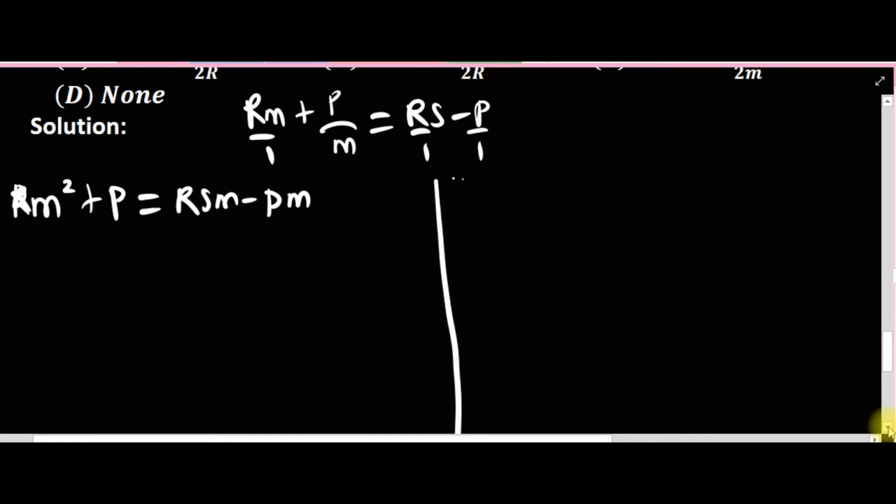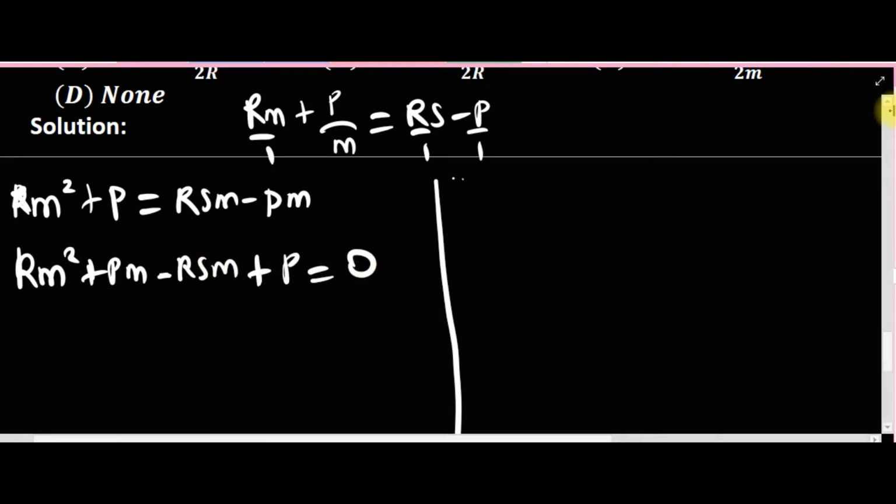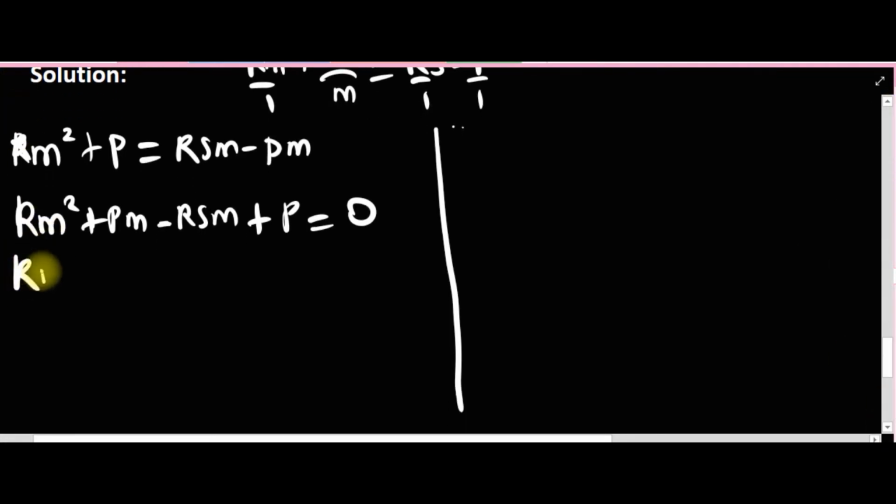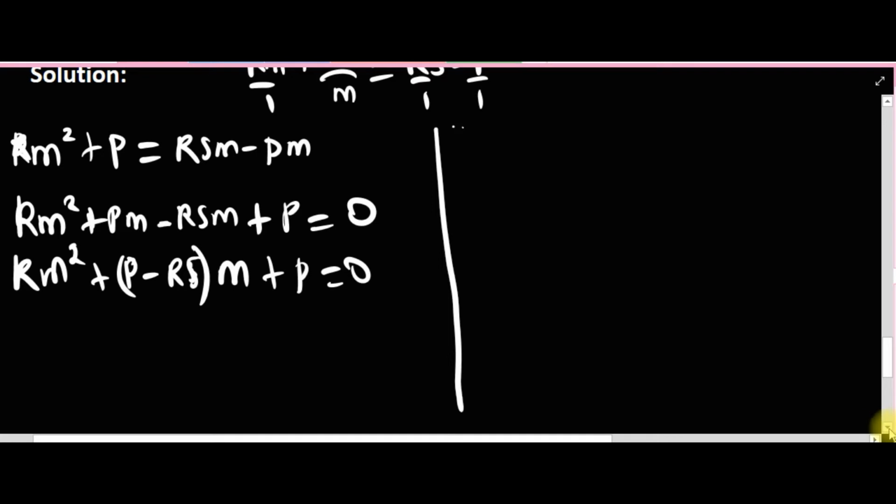So what we have to do is collect like terms now. We are looking for m, so we'll bring the m together. So we have rm squared plus pm minus rxm plus p equal to 0, because from what I'm seeing, it will lead to a quadratic equation. So this is rm squared plus, this could be written as p minus rx, times m, plus p equal to 0.